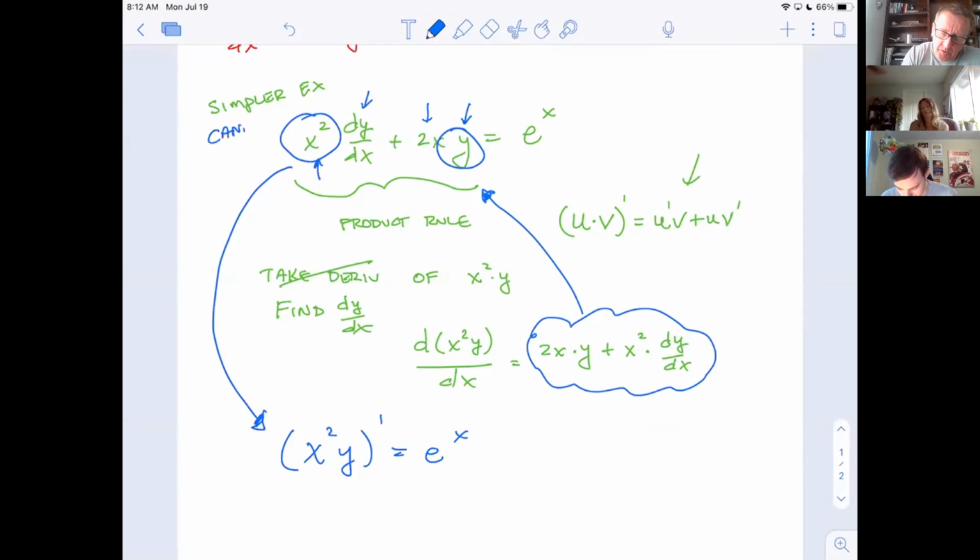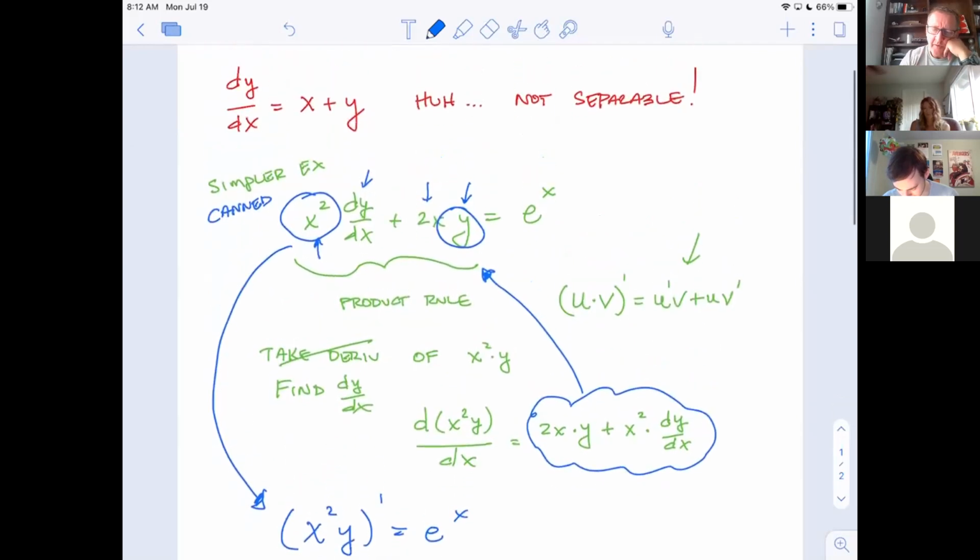Can you only make that assumption that x squared y prime equals e to the x? Can you only make that assumption because of the other formula that we got? No, it has nothing to do with the original. Is that what you're asking, the red one?